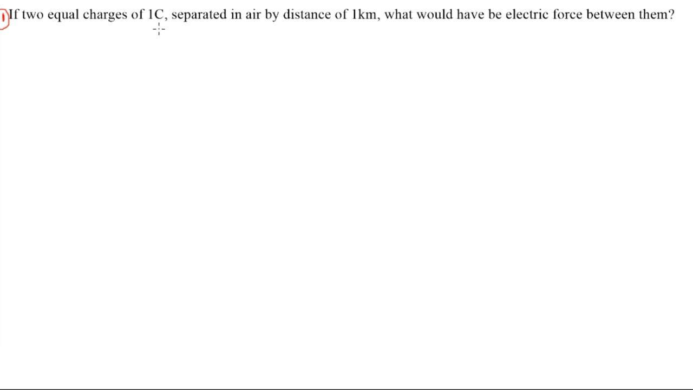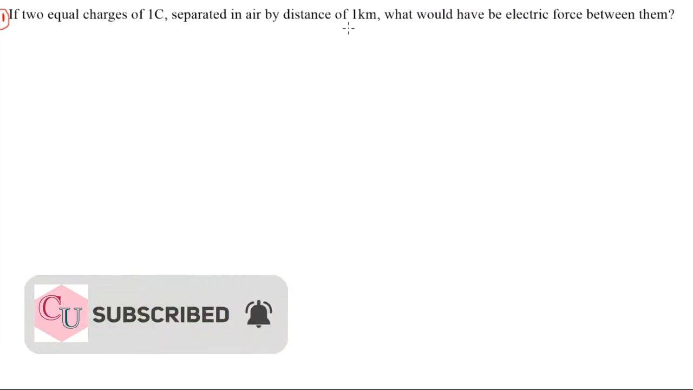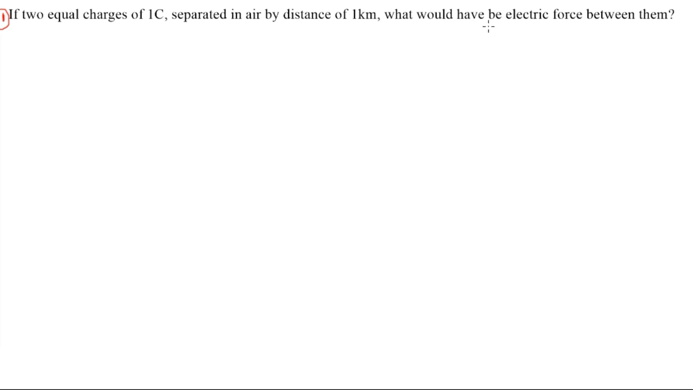If two charges of 1 coulomb are separated in air by a distance of 1 kilometer, what would be the electric force between them? Now, if two equal charges, that means Q1 is equal to Q2, so we can say it is Q, and is equal to 1 coulomb, and they are separated by distance D or R, which is equal to 1 kilometer. And kilo actually means 10 raised to power 3.